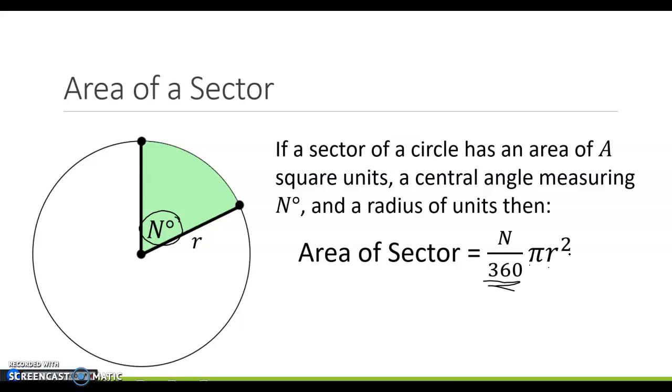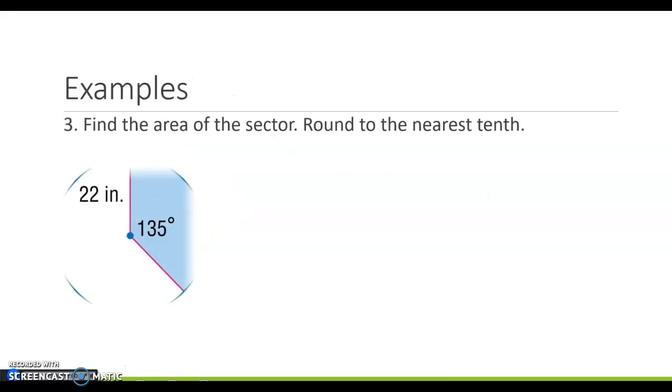And it's divided by 360 because there are 360 total degrees in a circle. So you're taking basically a fraction of the circle and multiplying it by the area of a circle. That's how you find the area of just a section or a sector of a circle. So let's look at a few examples.